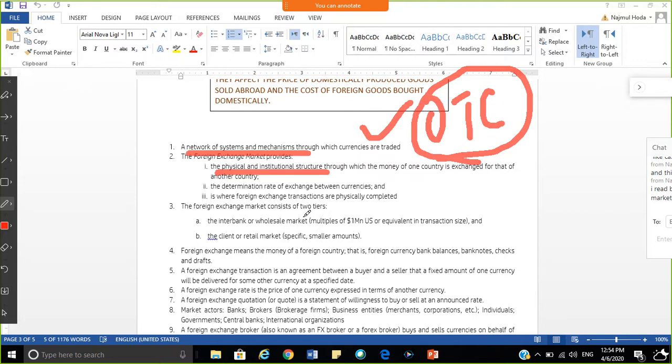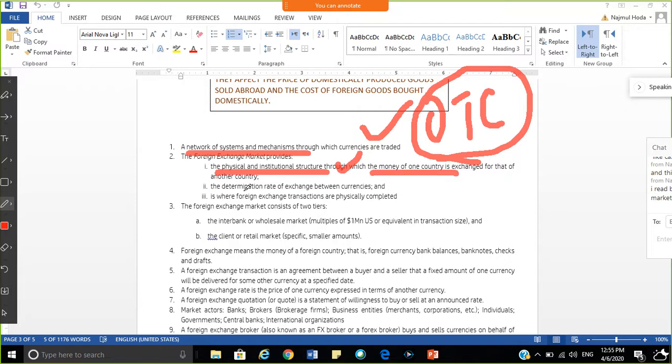But at the institutional level, the banks are dealing with it in a more institutionalized manner, and there is a special type of account which they keep with each other in different currencies, which is called Nostro and Vostro account. We don't want to get into those details. We will just try to understand in a simple form. So, first of all, there is a physical and institutional structure in which the money of one country is exchanged for another.